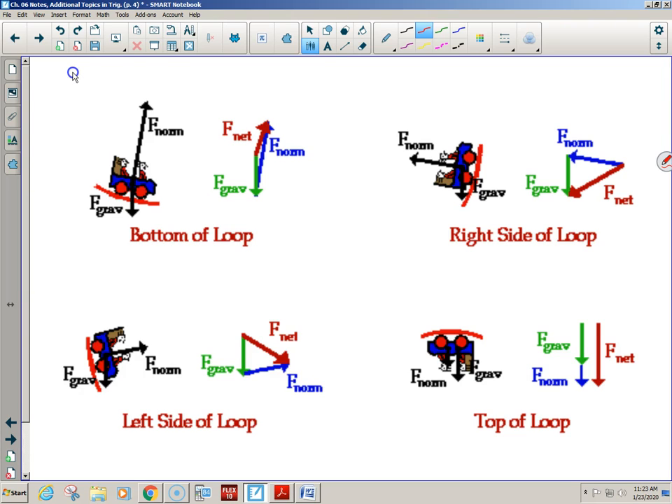Which one is the equals? Which one is the combined? Which one can I label U plus V? Good, the net. Put it all together.